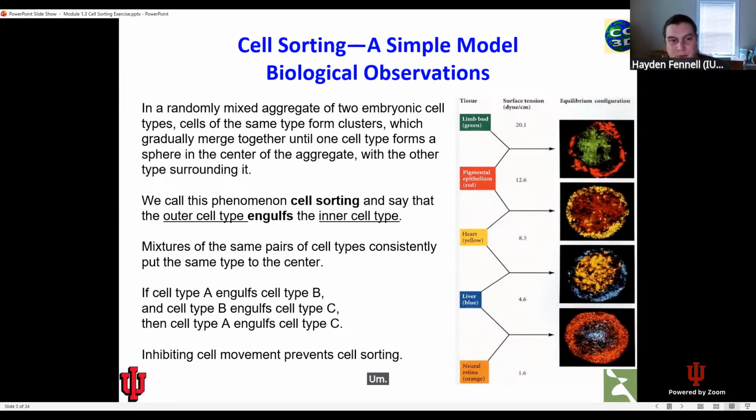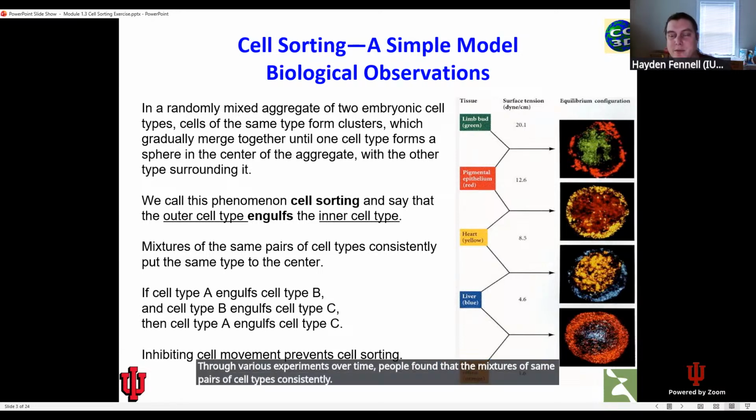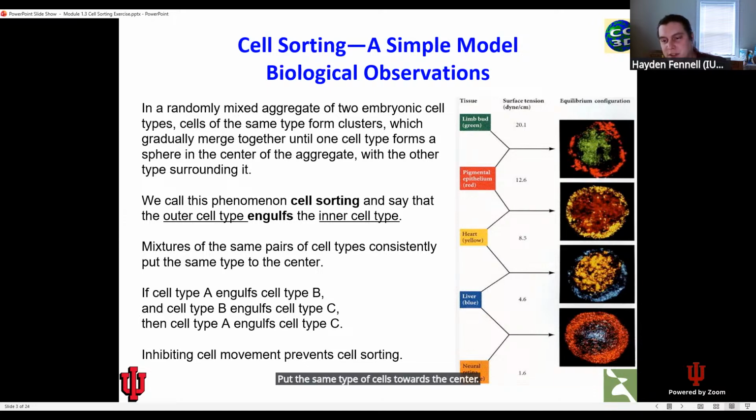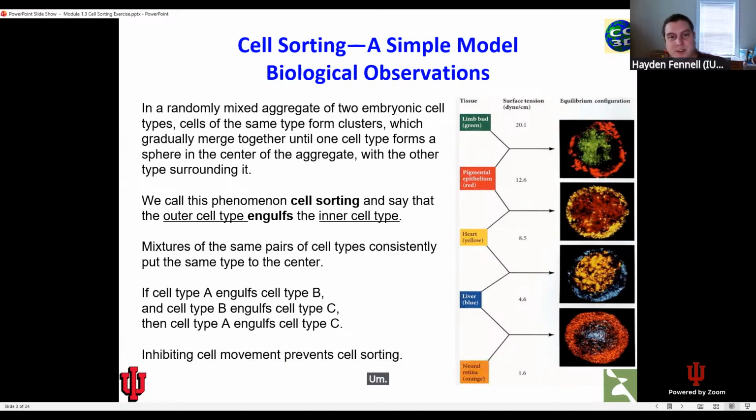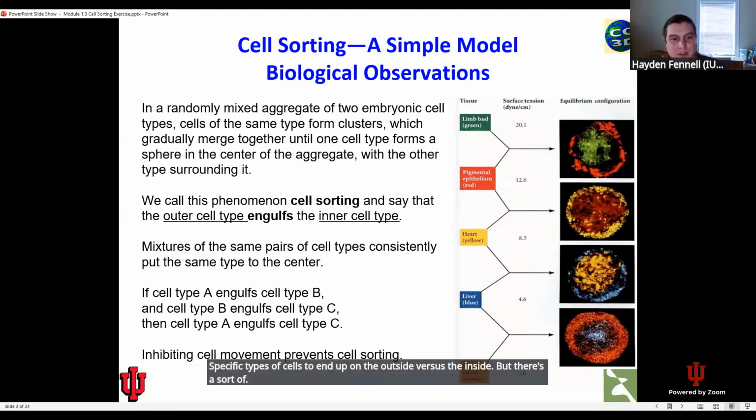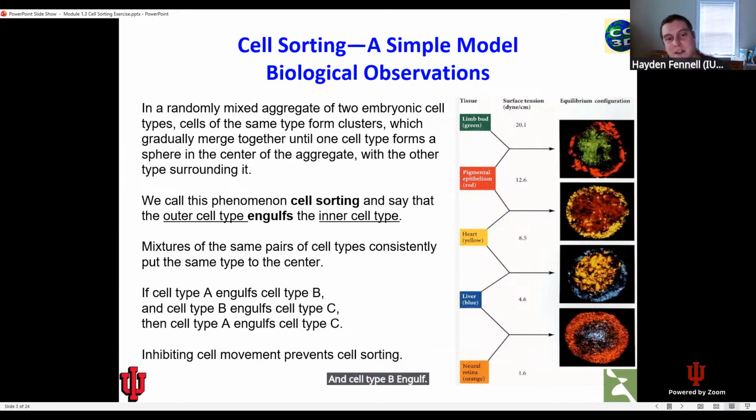Through various experiments over time, people found that the mixtures of the same pairs of cell types consistently put the same type of cells towards the center. So cells reliably engulf specific other types of cells. Obviously, this would be important during development. You always want specific types of cells to end up on the outside as versus the inside. But there's a sort of transitive property thing where if cell type A engulfs cell type B and cell type B engulfs cell type C, then cell type A will engulf cell type C. So there's a hierarchy of engulfment behavior during embryonic development.